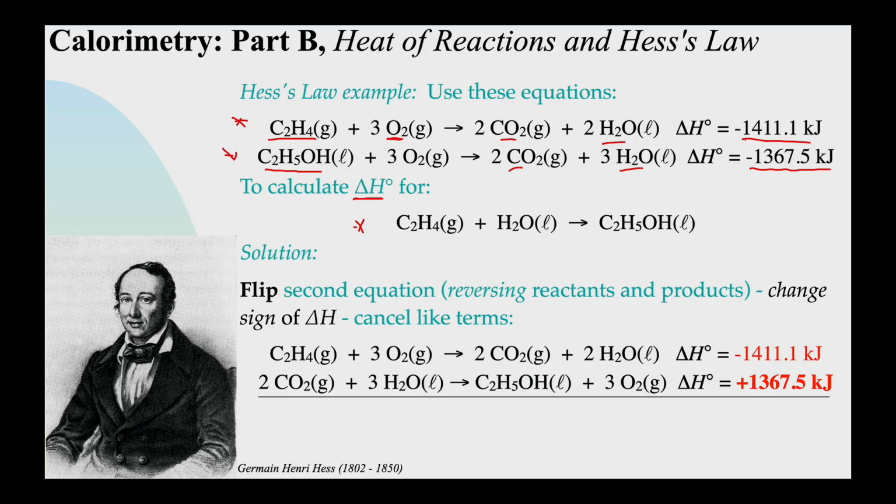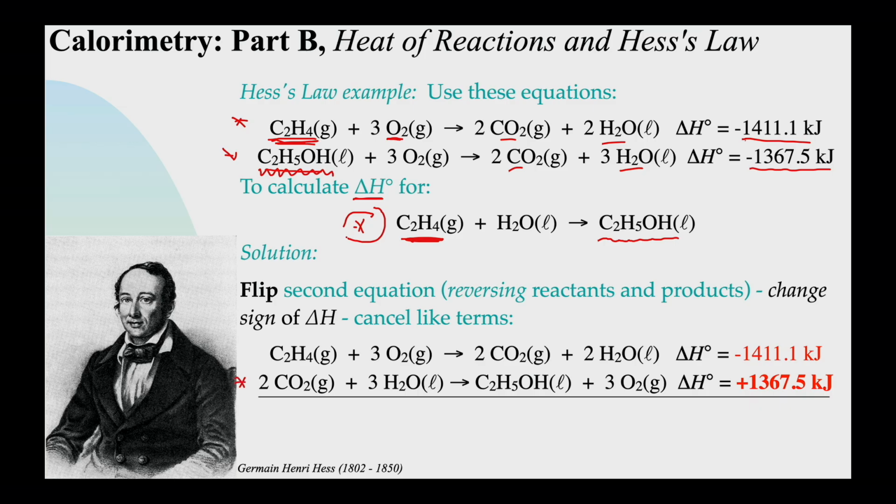In this example, you don't want to flip the C2H4 reaction because in the desired reaction, which will give you a hint here as to what to do, C2H4 is a reactant, just like C2H4 was a reactant right there. So we want to leave that one alone. But if you look in the desired reaction, C2H5OH was a product. And in the second given reaction, C2H5OH was a reactant. So we certainly want to flip the second reaction around.